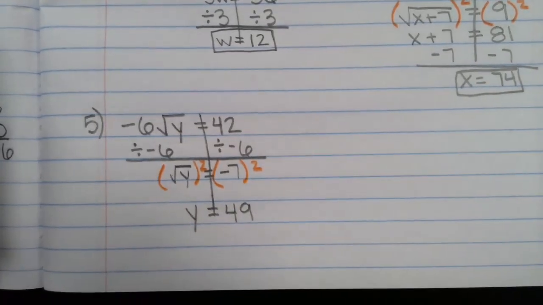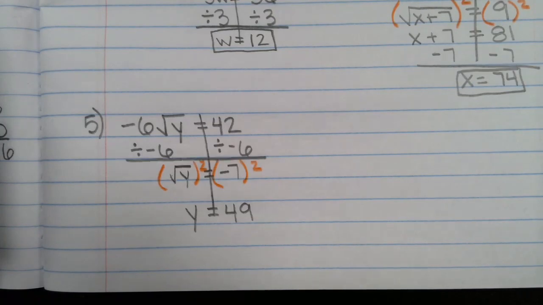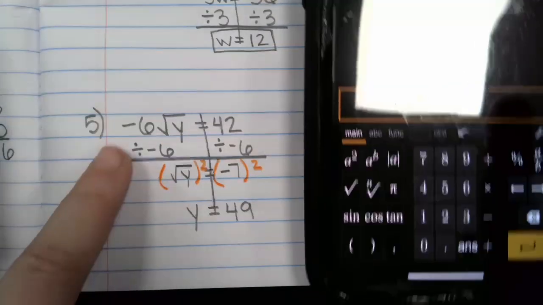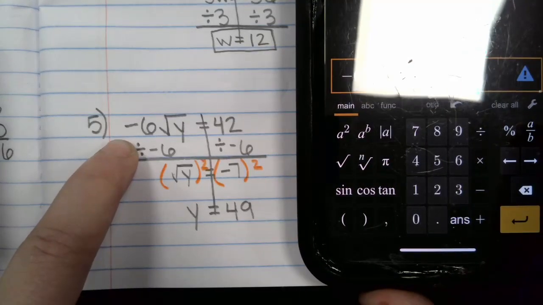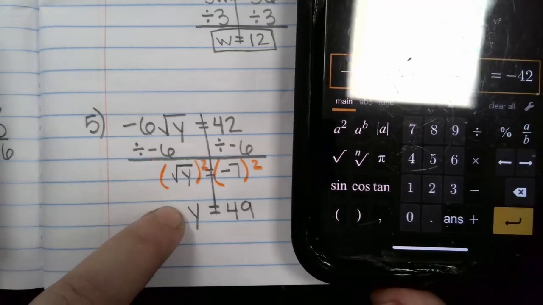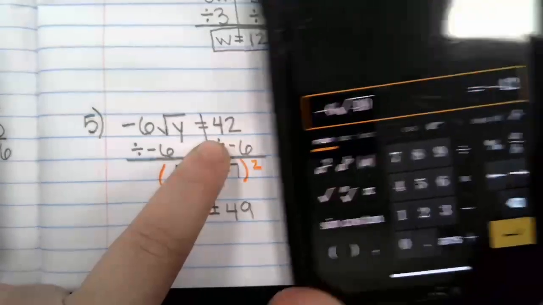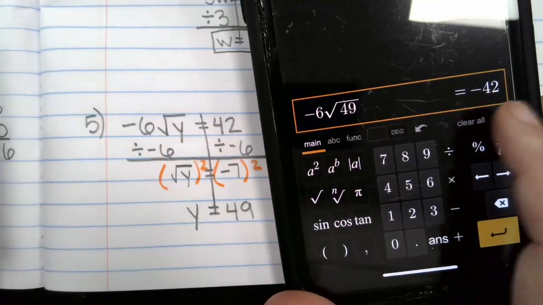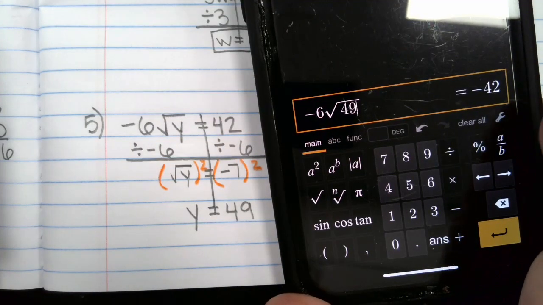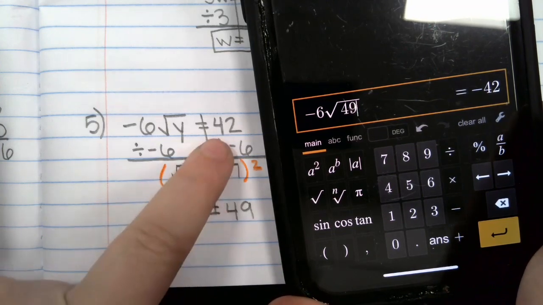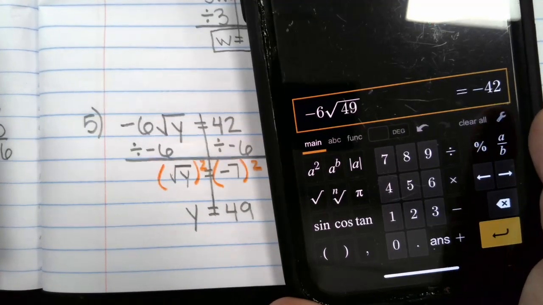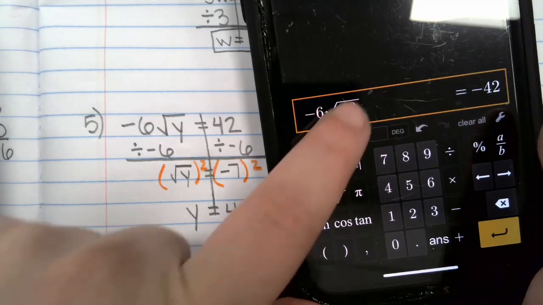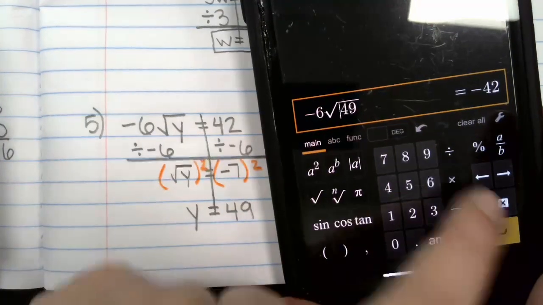All right. How are we feeling? Made sense? You guys ready to get your minds blown? All right, if I have negative 6 square root, what did we say y is? 49. Do I get 42? No, I get negative 42. So it didn't work because I didn't get positive 42. What's wrong? Let's try negative 49. Oh, that doesn't even work.